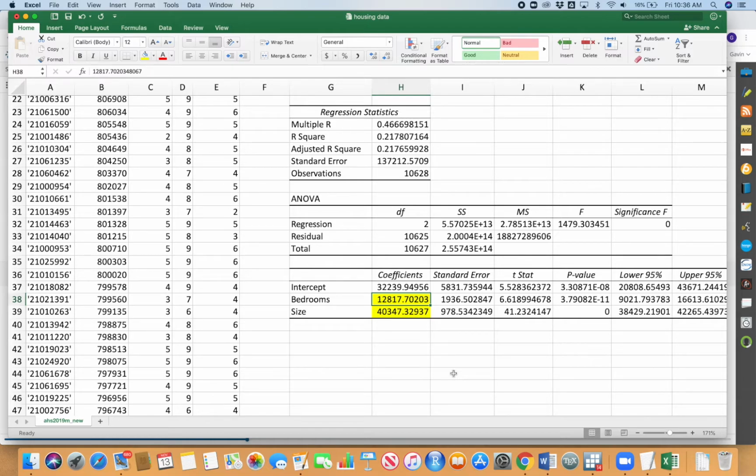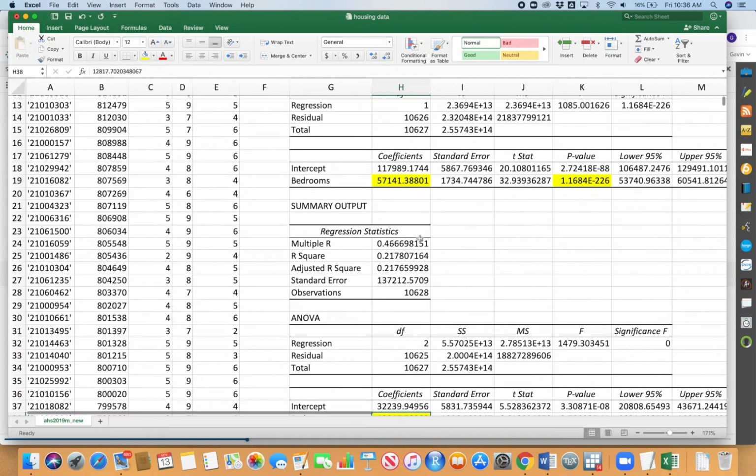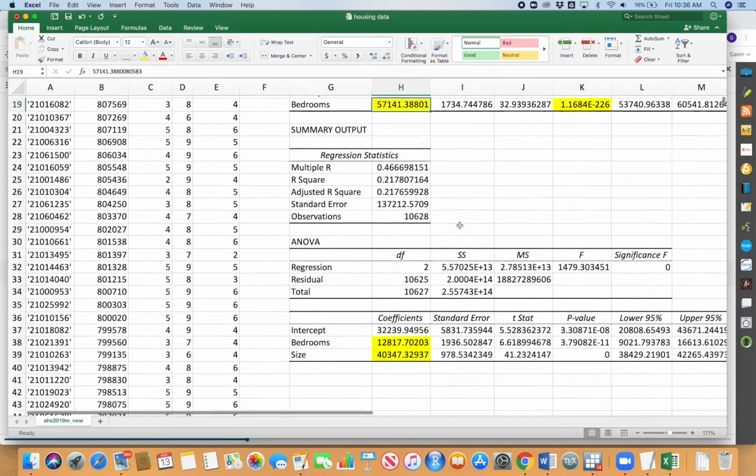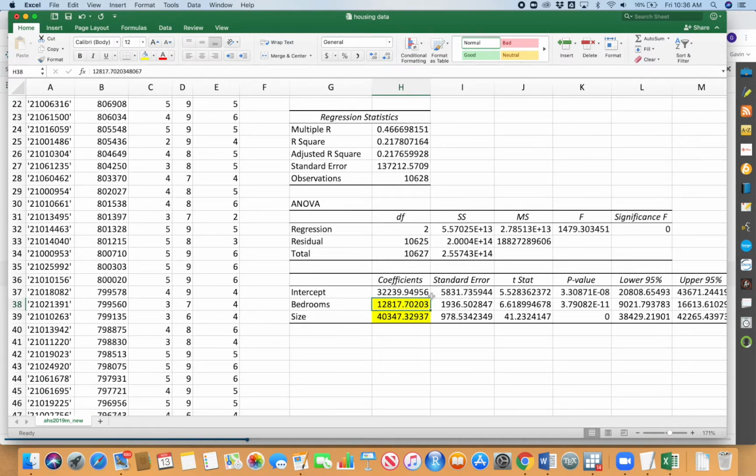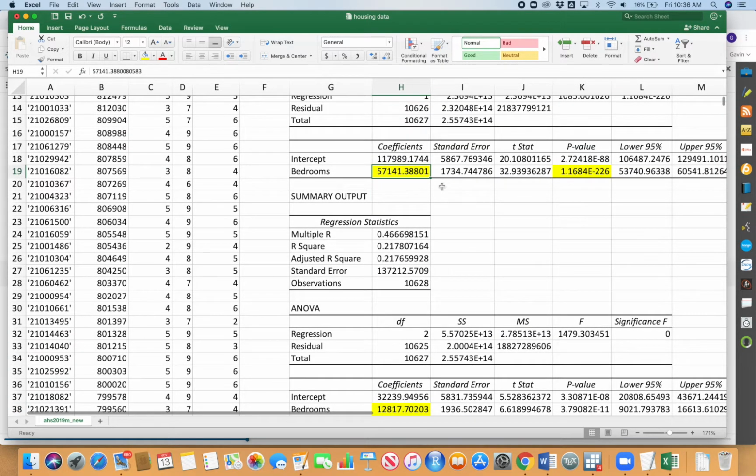We have to say "holding size constant" at the end, because now I've controlled for house size. And controlling for house size is what's making me get such a different slope estimate. Up here we got a huge slope estimate, almost $60,000. Here it dropped all the way to about $13,000. The reason this happened is when I didn't control for size.